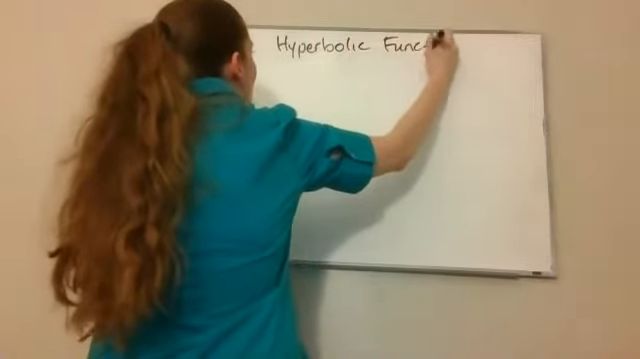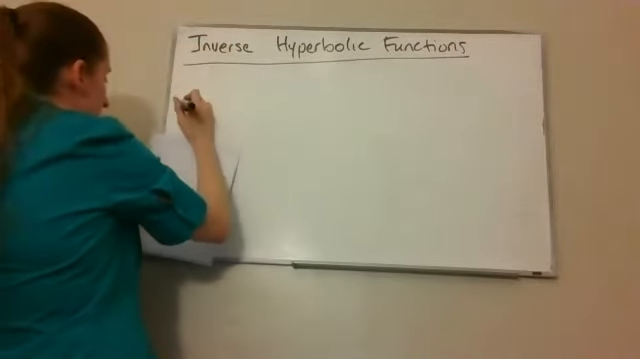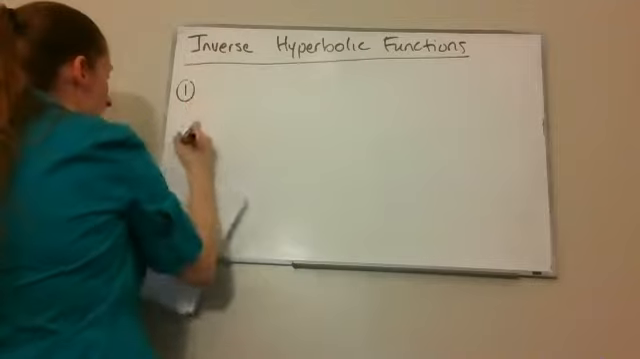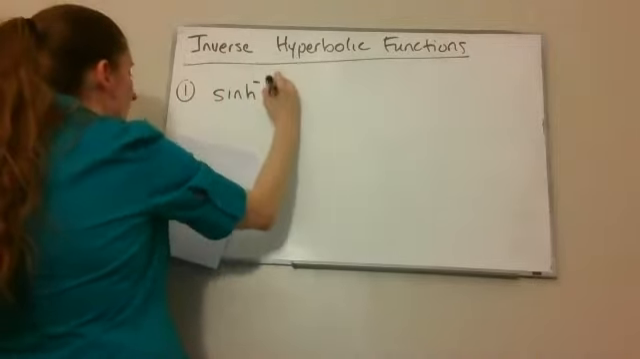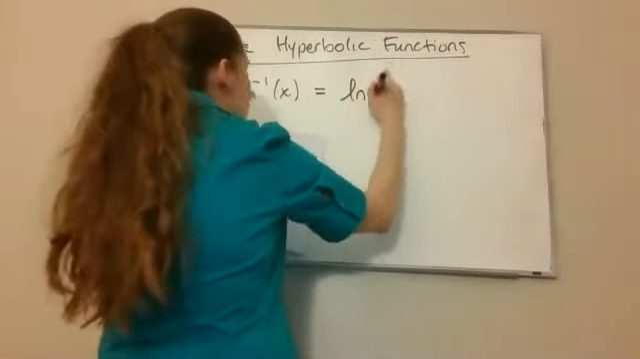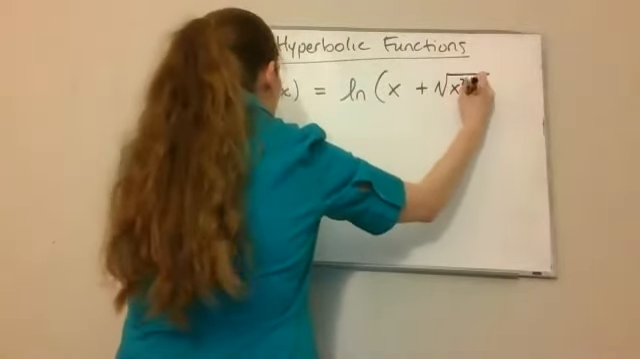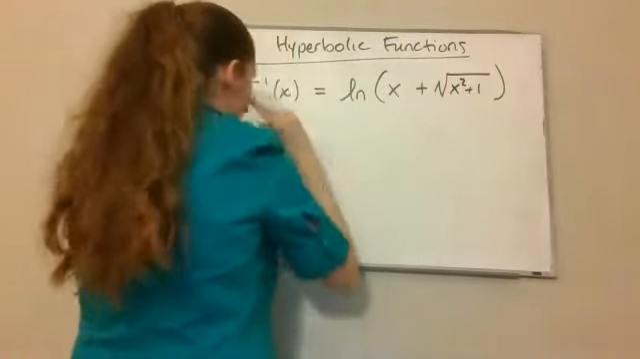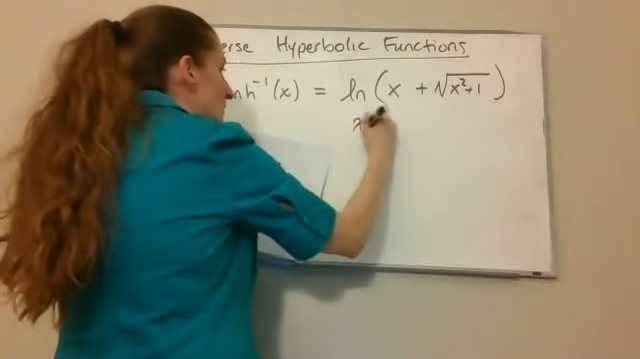Now let's define some of the inverse hyperbolic functions. I'm not going to define all of them, just the three most common. Our hyperbolic sine inverse is defined as the natural log of x plus the square root of x squared plus 1. And this is defined for all x in the real numbers.